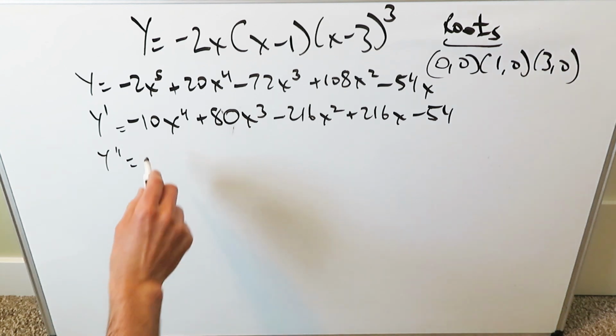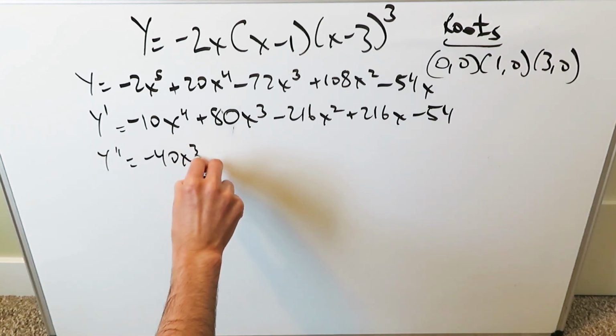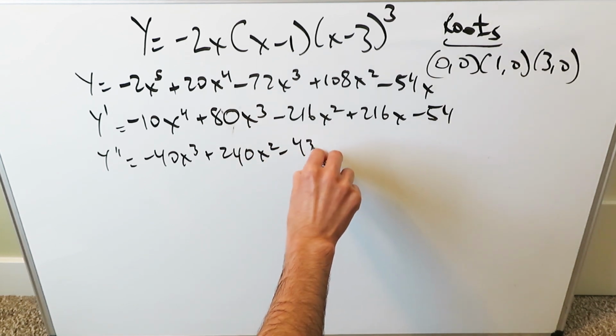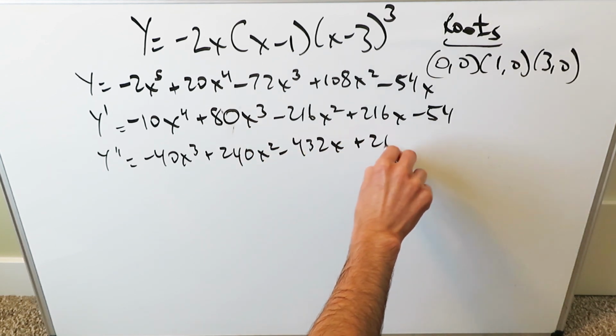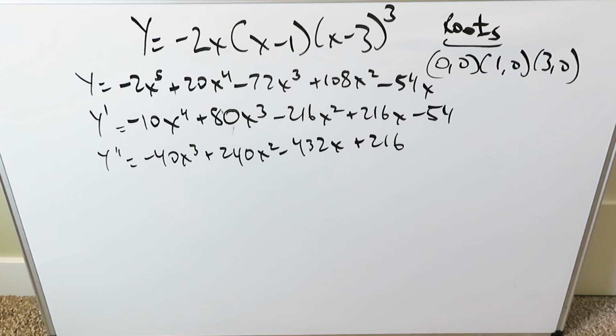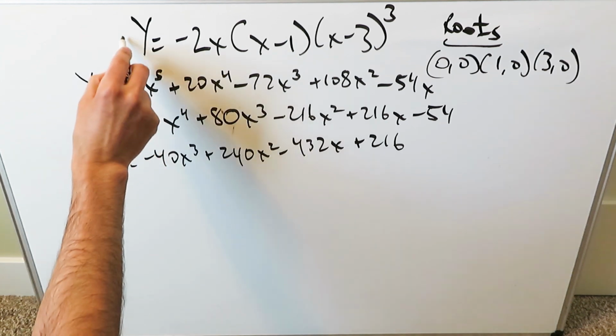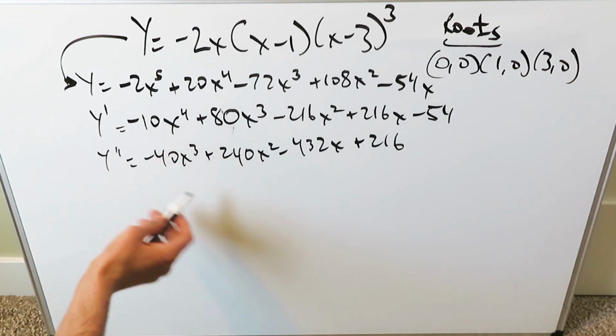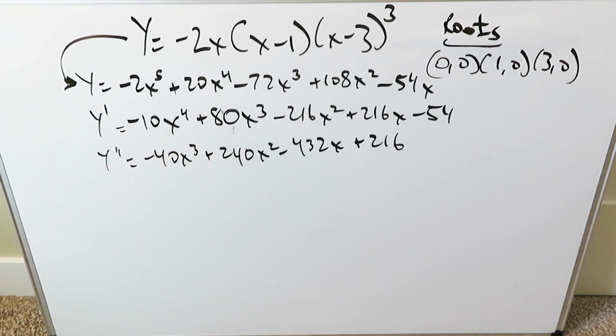I'll do a second order derivative because I need to classify those critical points. Do the power rule once more. Minus 40x cubed plus 240x squared minus 432x plus 216. That's what we have. Now what do we do? Keep in mind, I've converted this into a non-factored form. Then I do derivative number 1 and derivative number 2, and that's what we have.